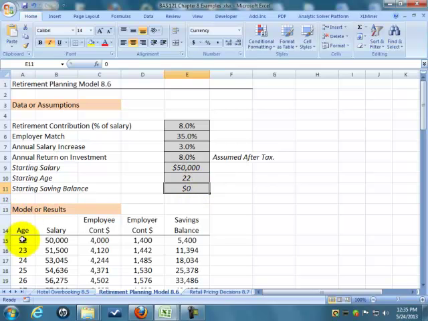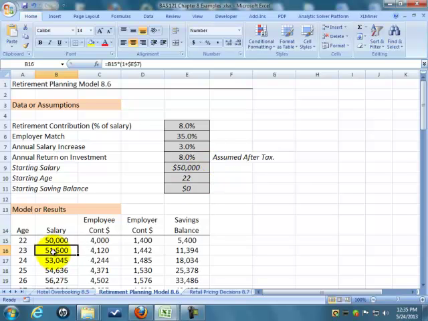So down here we have the model of results, and again, this age is just linked to whatever I assumed the starting was, and then down here is whatever the cell above plus 1, and I just filled that down. The salary line is the starting salary line.